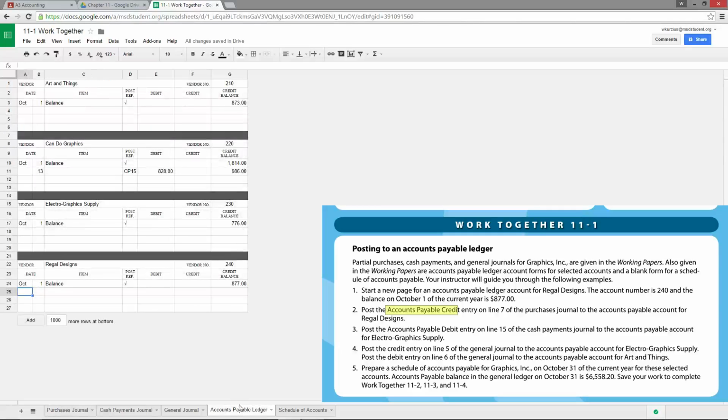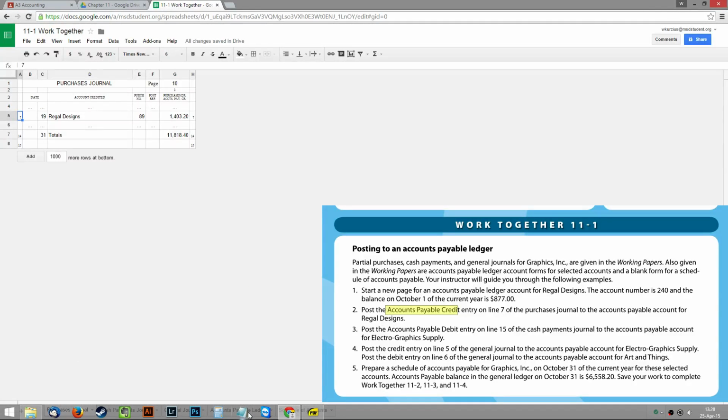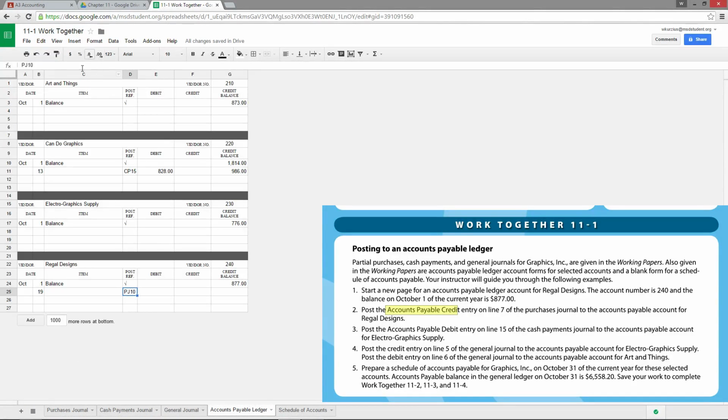So, back to our accounts payable ledger. We're going to find Regal Designs, which is the one we just made. It's for October 19th, and no, my memory is not that good. I have another piece of paper in front of me so I can cheat. The post reference is going to be PJ10. Now, if you remember from doing our old journals, we always put G and then whatever the page number was. Well, I put PJ this time because it's a purchases journal. In fact, it shouldn't be PJ. It should be just P. Whoops. P10 for purchase journal 10.